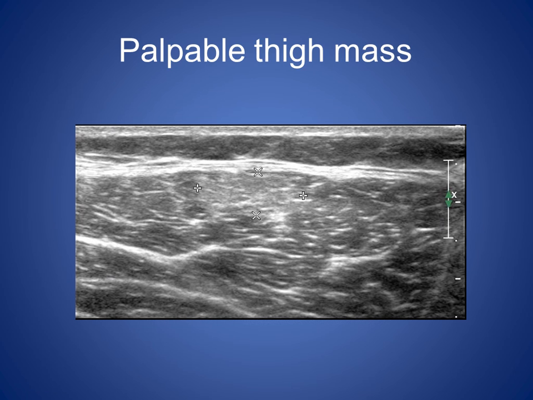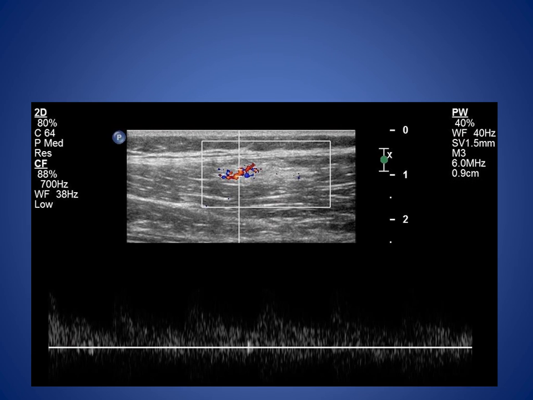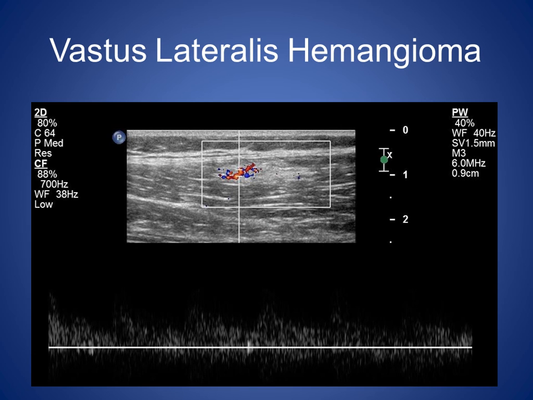Well, here's a case of a palpable thigh mass, and we see this hyperechoic structure delineated by the calipers. But you notice that the internal architecture of the muscle is maintained, unlike in the other case. And when Doppler color is applied, you see the increased vascularity, and of course the waveforms. And this is a vastus lateralis hemangioma. So it's important to remember to always put color on your imaging.